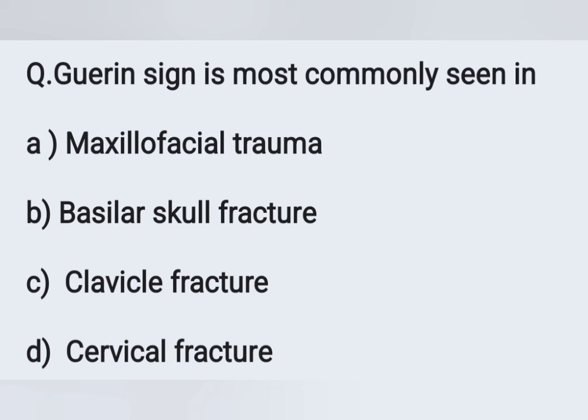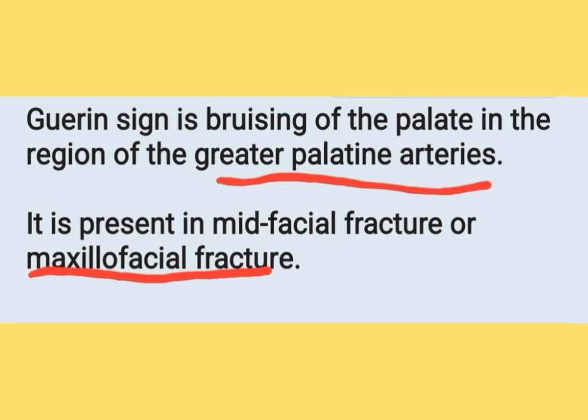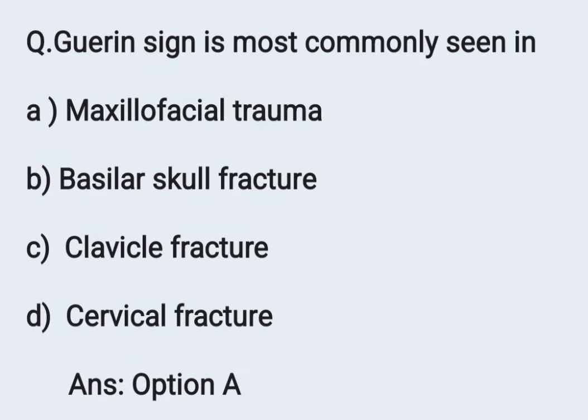The next question is, Guerin sign is most commonly seen in: option A maxillofacial trauma, option B basilar skull fracture, option C clavicle fracture, option D cervical fracture. Here, what does Guerin sign mean? It is a bluishing of the palate in the region of the greater palatine arteries. It is mainly present in mid-facial fracture or maxillofacial fracture. So here the correct answer is option A, maxillofacial trauma or maxillofacial fracture.